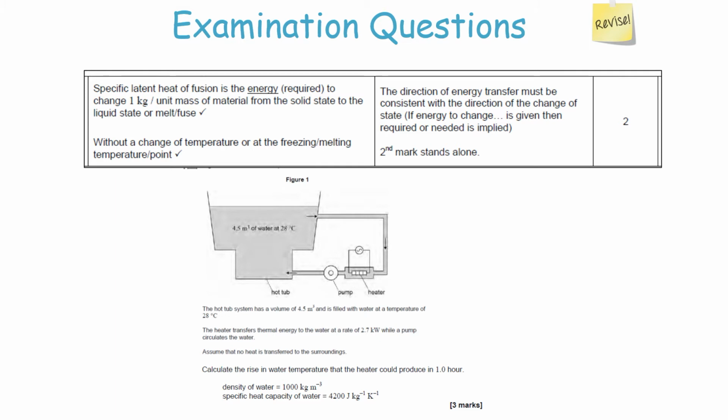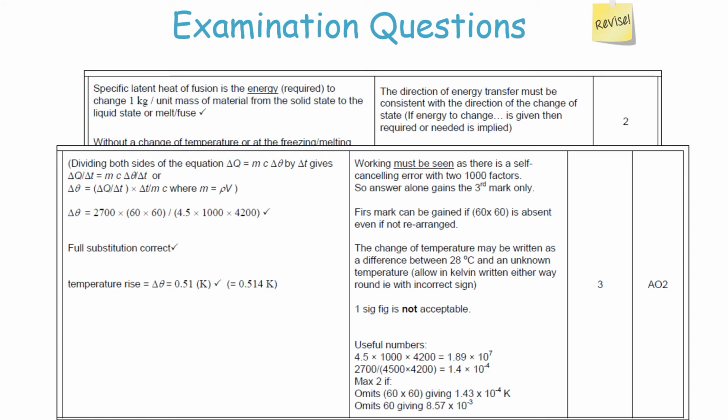And then the second mark is that it's without a change of temperature, or it's at the freezing point or the melting point. It's very important to state in your definition for latent heat that temperature remains the same. Let's look at the second question. Now again, we're trying to calculate the rise in water temperature that the heater could produce in 1 hour. So what we've got to do is as follows.